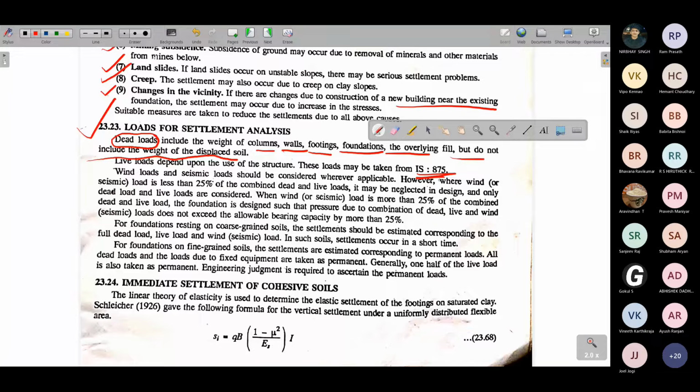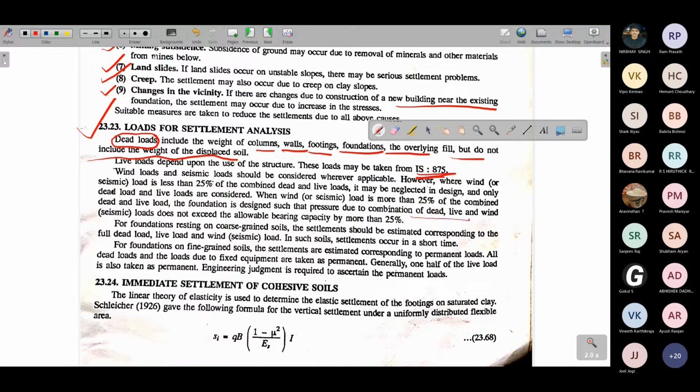But if the winds are very high, if it is constructed in earthquake prone areas, zone 5, then we have to consider the wind loads also. You might have studied this in your RCC or structural analysis, so you may be knowing all these things. So that's what is given.